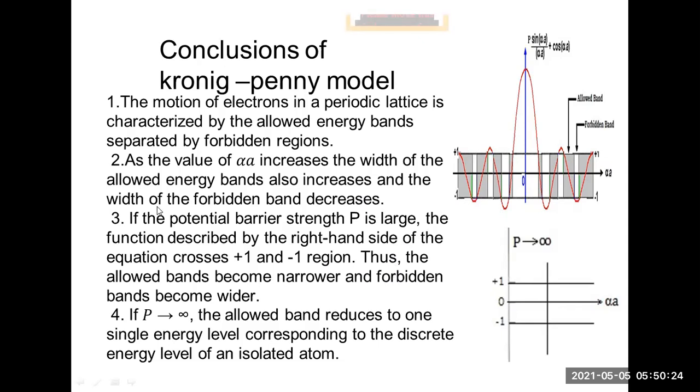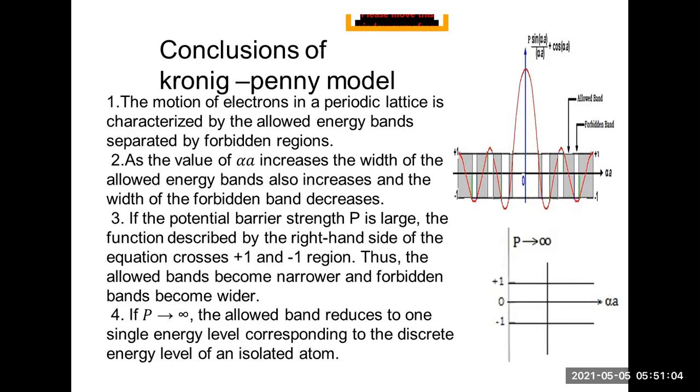Now, see, 2 and 3 are completely opposite to each other. When you increase the strength of the barrier, definitely the allowed energy band will be decreasing and the forbidden band width will be increasing. So what will happen if you increase the potential barrier strength more? Already we have reached the maximum extent. Here if it is made to infinity, the allowed band reduces to a single energy. You can see the allowed energy band has now been reduced to a single energy level, right?